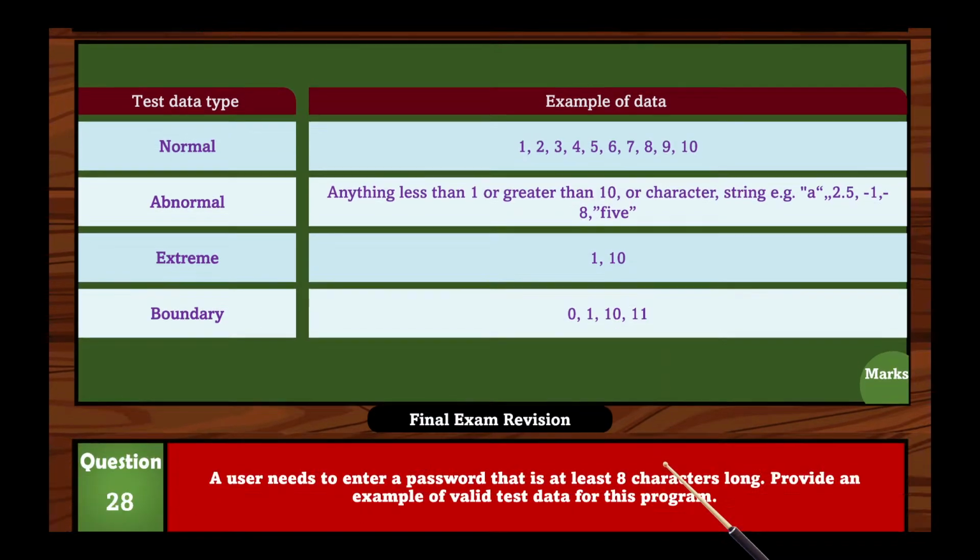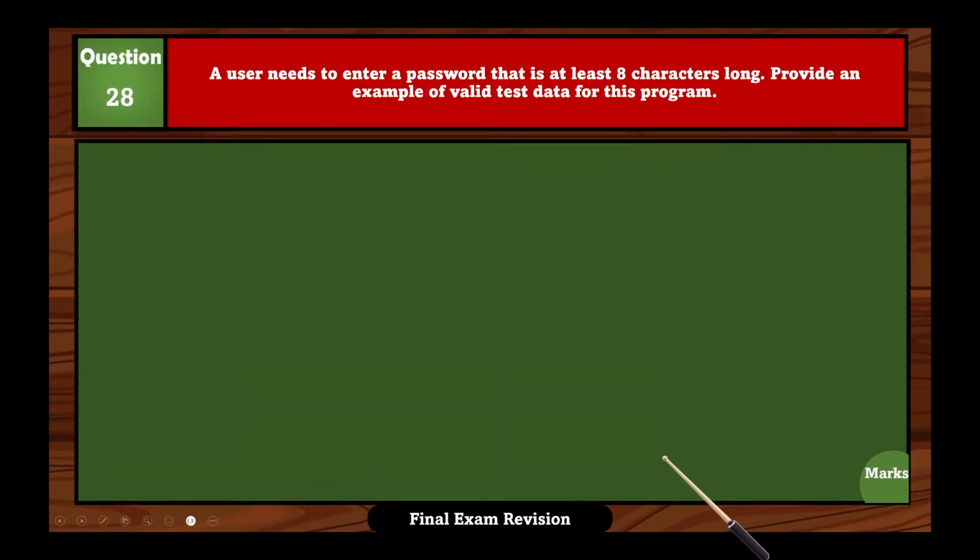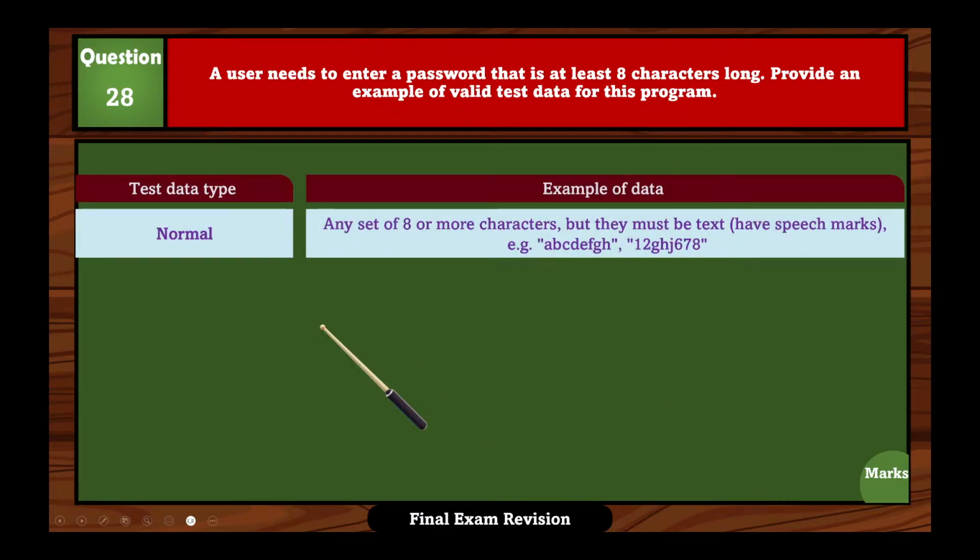Okay. Let's move to question number 28. A user needs to enter a password that is at least 8 characters long. Provide an example of valid test data for this program. So now this is a kind of complicated problem. So how will you approach this one? What is the normal data for this program? Any set of 8 or more characters, but they must be text, enclosed in speech marks. For example, this one and this one is our valid data.